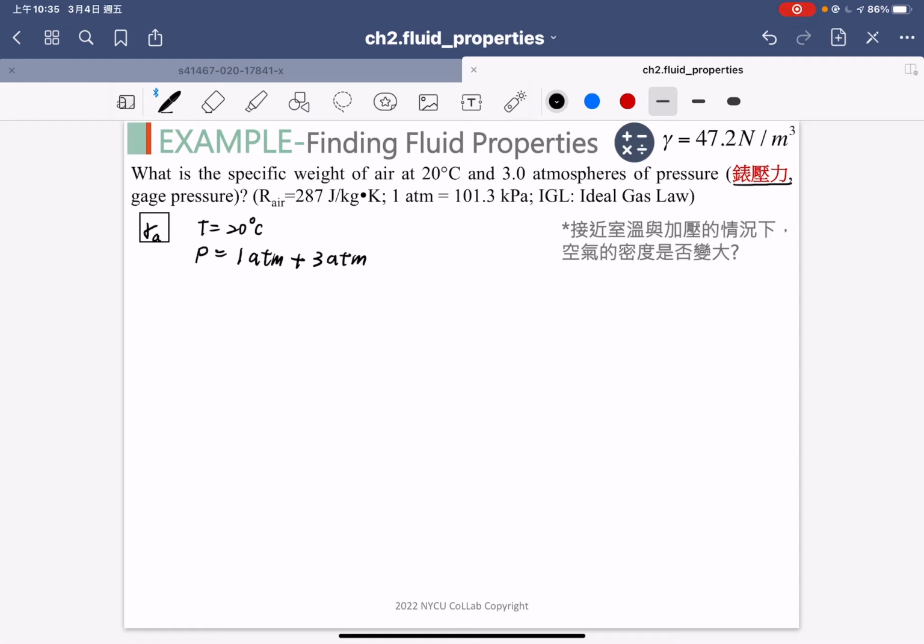Okay, and as I highlight, 1 atm is equal to 101.3 kilopascals. So we can convert atm to pascals. So 4 atm multiplied by 101.3, and kPa is 10 to the power of 3, and the unit is the pascal. Okay, so you can calculate by your calculators.